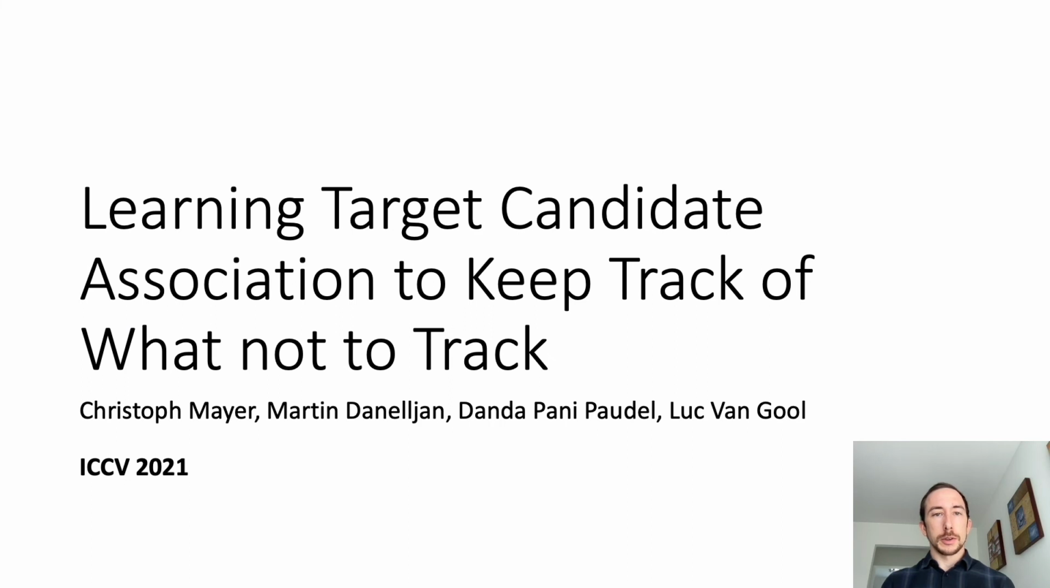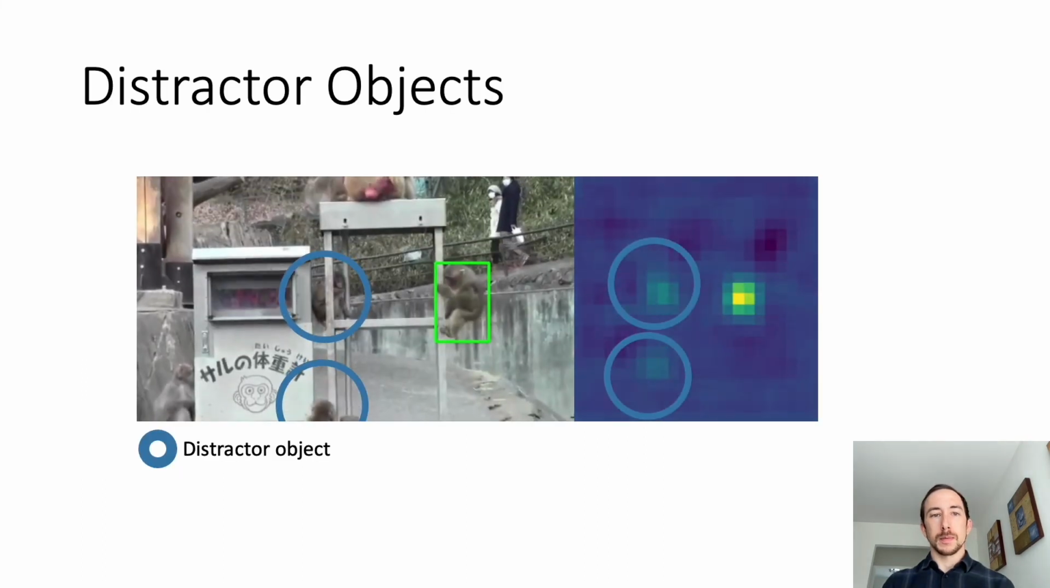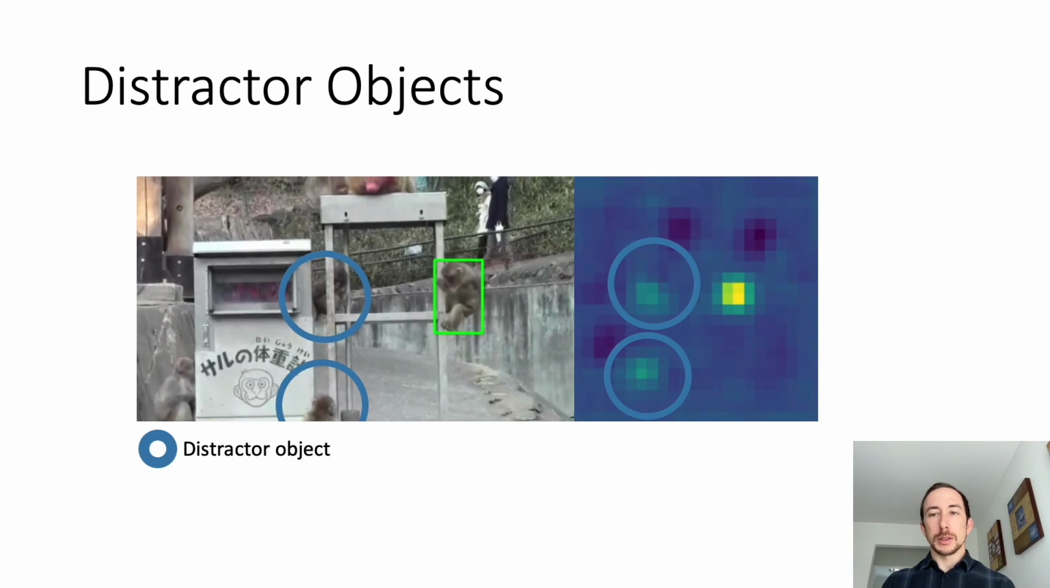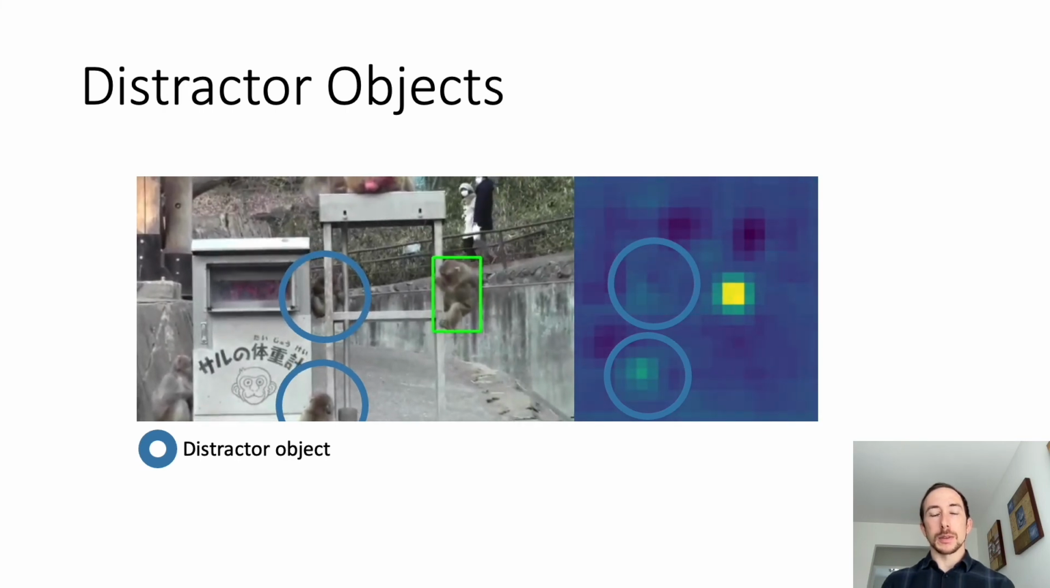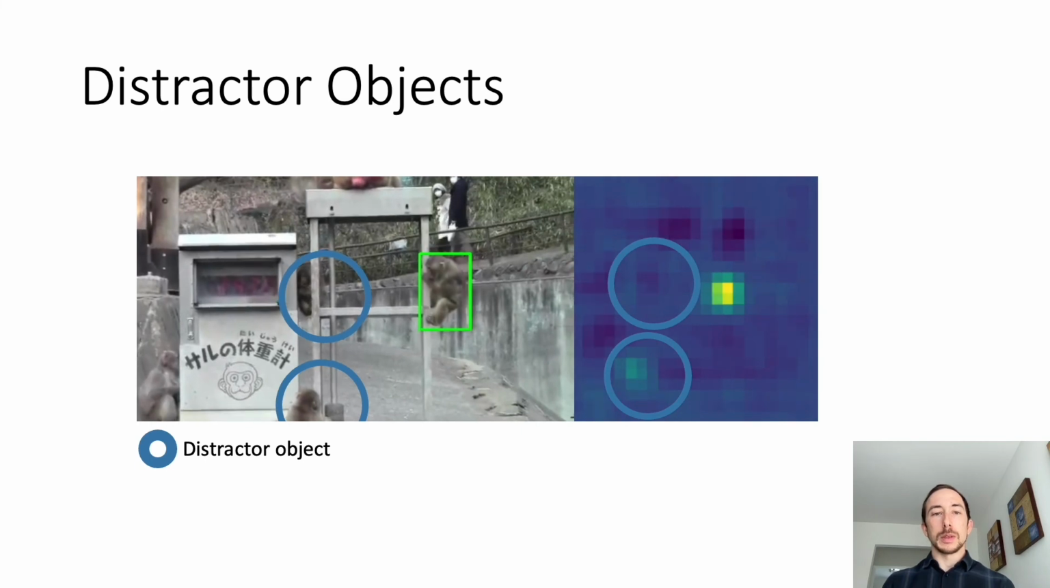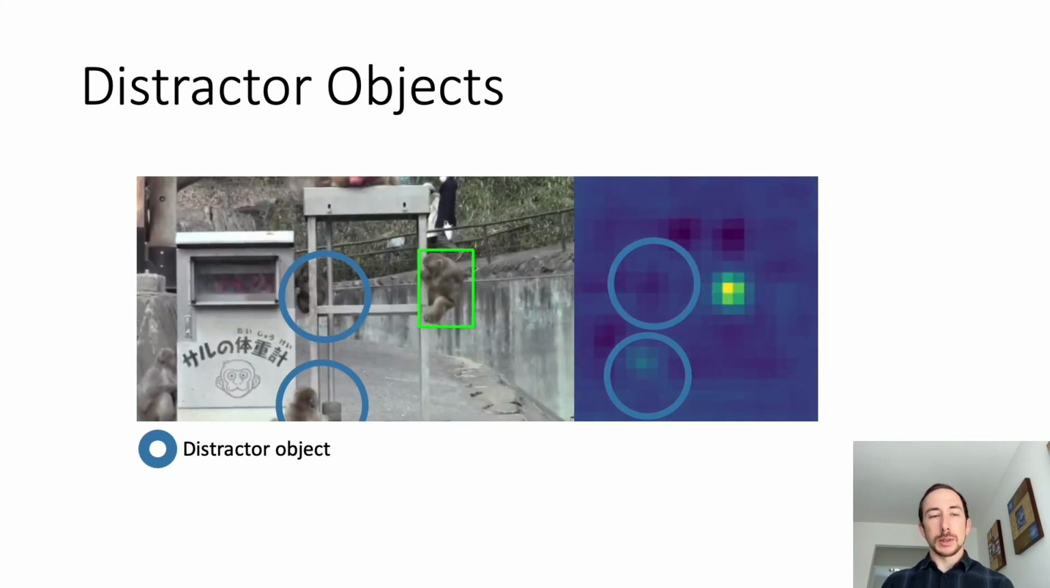Lastly, I will present Learning Target Candidate Association to Keep Track of What Not to Track, which we presented here in ICCV. One of the main open challenges in tracking right now is the handling of distractor objects. While we partially address that using these discriminative appearance-based methods I presented, the problem is that distractors can have more or less identical appearance to the target object that we want to track. So even with a discriminative model, you encounter circumstances where appearance is simply not enough.